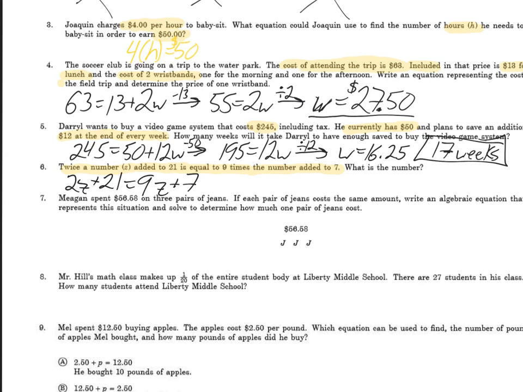So we have 9z and 2z, so the very first thing we're going to do, since I don't have enough space, is subtract 2z. That leaves us with 21 equals 7z plus 7. Then I'm going to subtract 7, so 21 minus 7 is 14 equals 7z. And then the very last part, I'm going to divide by 7. So 2 equals z.